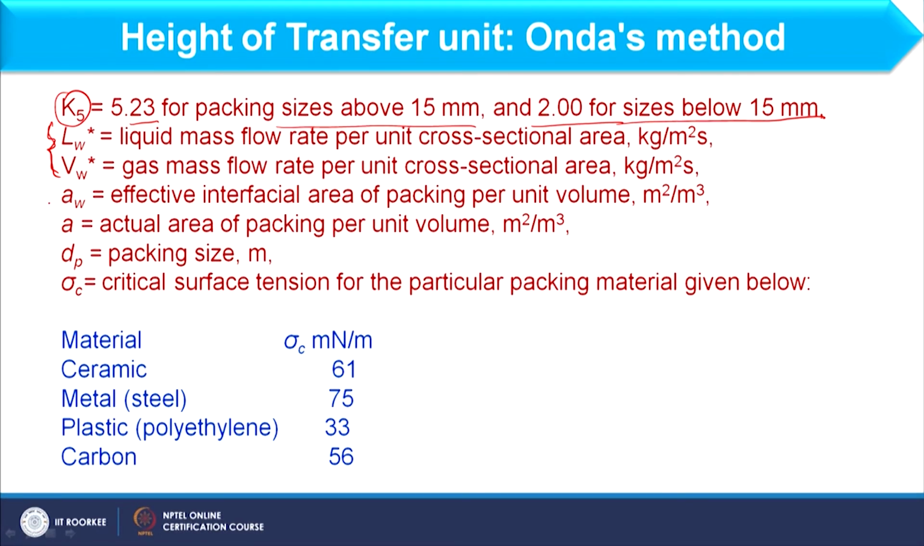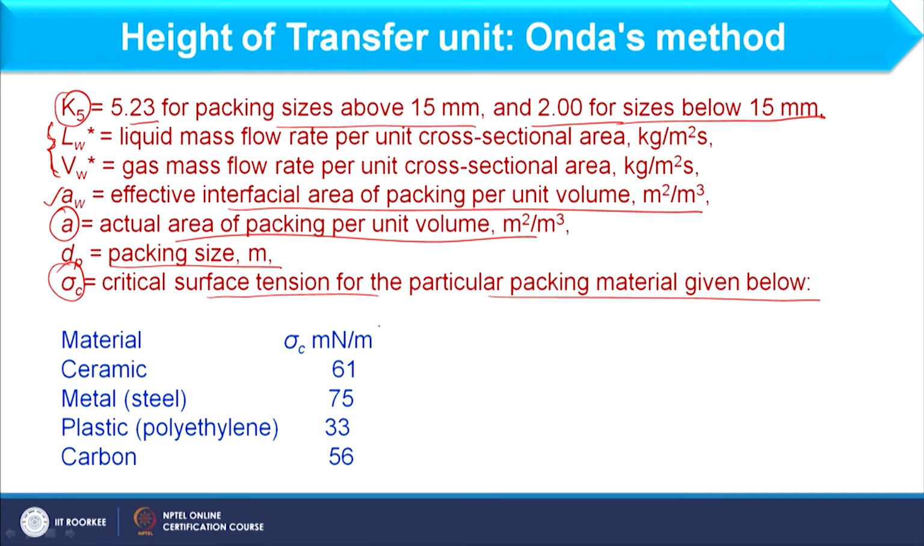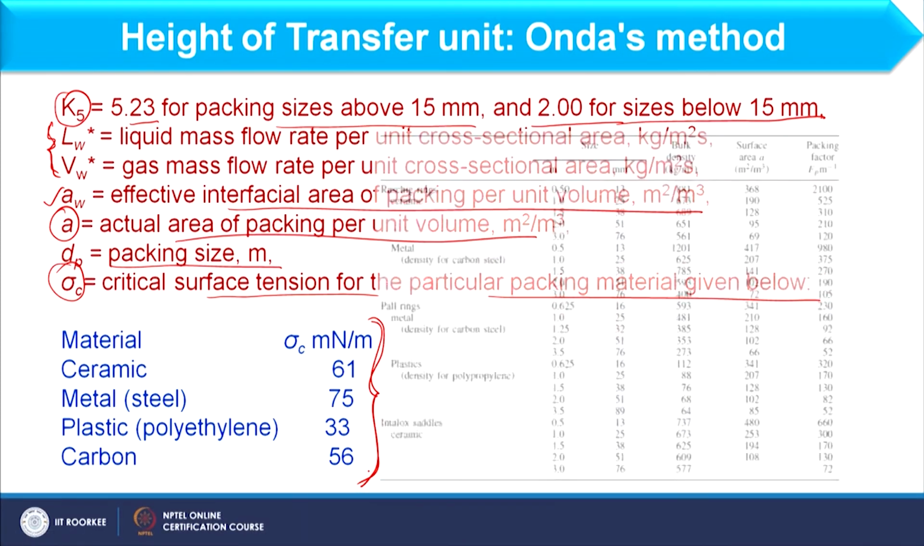Lw star and Vw star we have also discussed in Cornell's method. Aw is the effective interfacial area of packing per unit volume, and A is the actual interfacial area of packing per unit volume, dP is the packing size, and sigma c is the critical surface tension for a particular packing depending upon the material. So, you can refer to this data to find out the sigma c value, right.